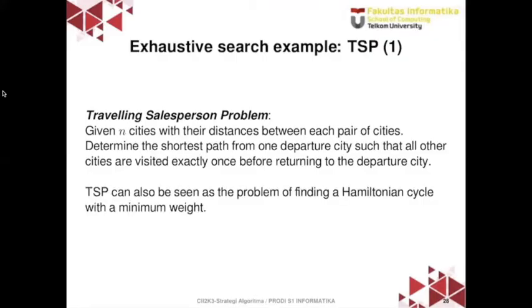So we can see the traveling salesperson problem as a problem of finding a Hamiltonian cycle with a minimum weight. A Hamiltonian cycle is a cycle that visits each node in the graph exactly once, well, except the initial node, because we also need to go back to that node in the end.